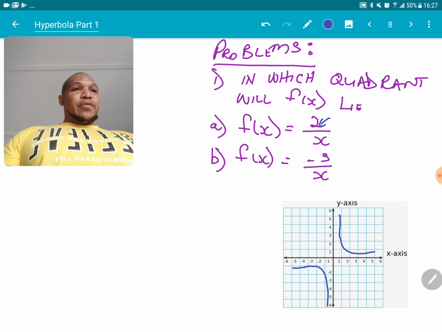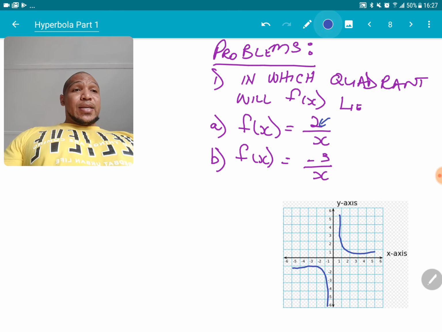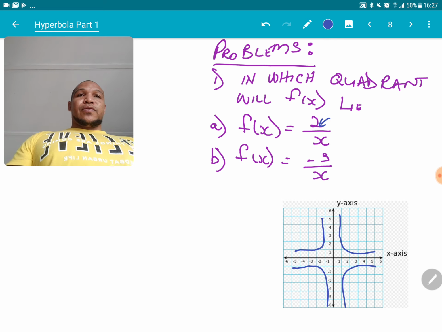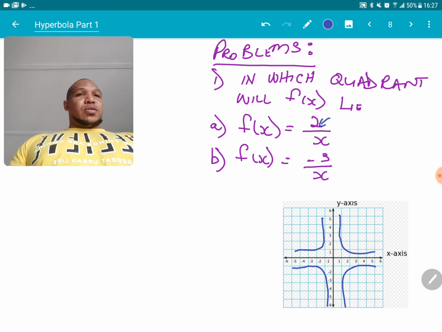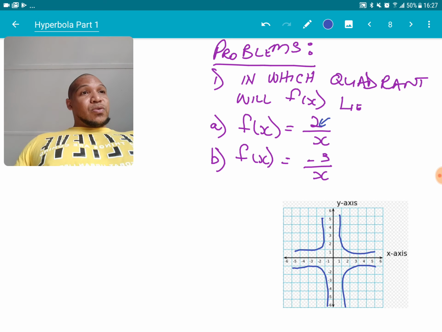In which quadrant will it lie if f of x is equal to -3 over x? It's negative, so it will lie in quadrant 2 and quadrant 4. Easy as that. But you knew that because you went through the video and watched the video.